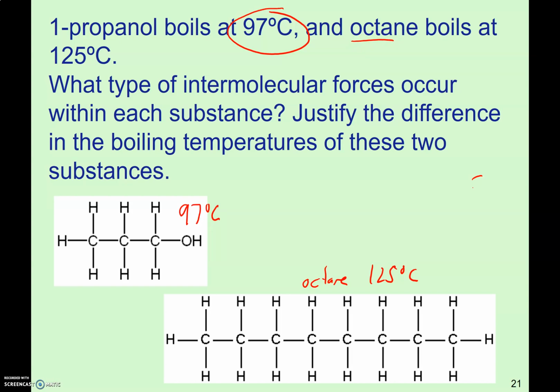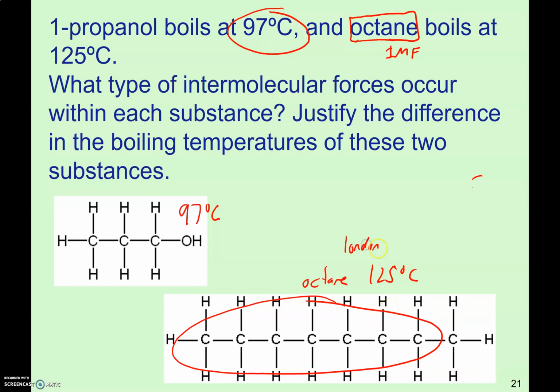So notice, octane here has the higher boiling point. So it's harder, or we're talking about boiling point, yeah. That means it has higher intermolecular forces. Well, that seems strange because this one is completely nonpolar. But this one is so large that it has very, very strong London dispersion forces.